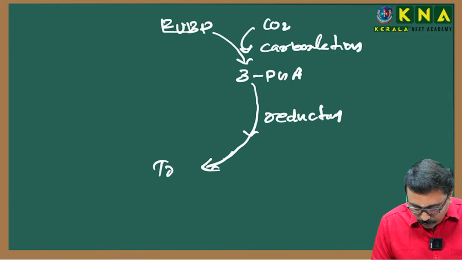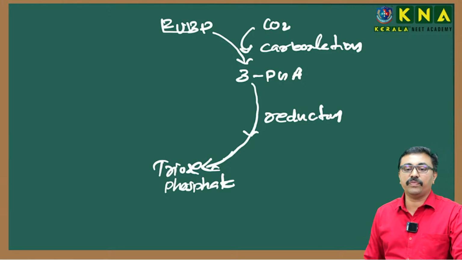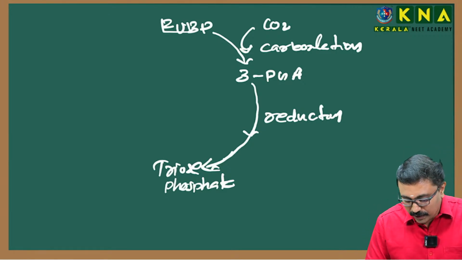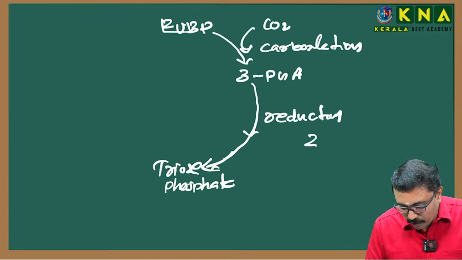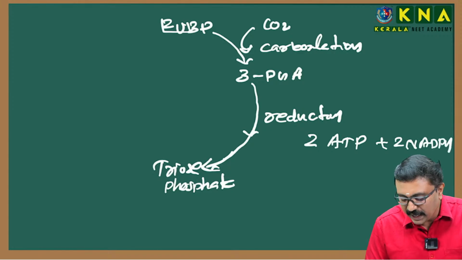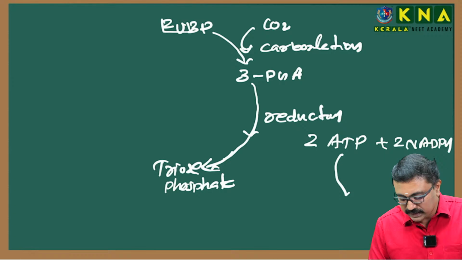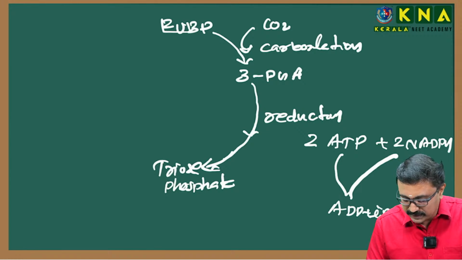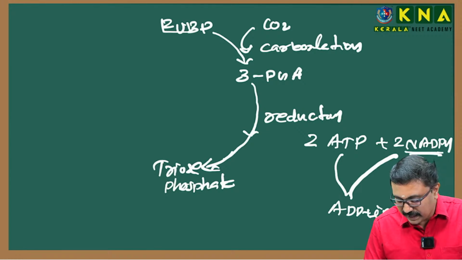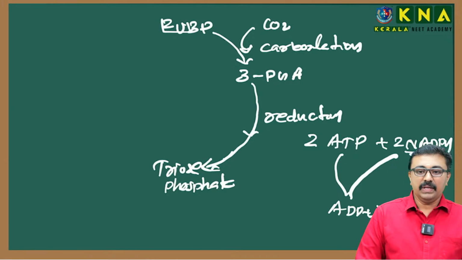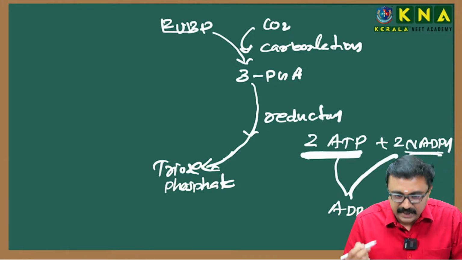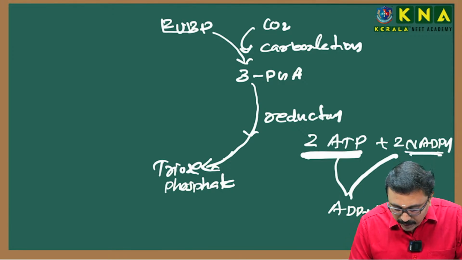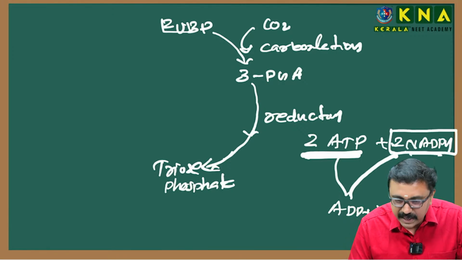Reduction resulting in the formation of triose phosphate. During this process, 2 molecules of ATP and 2 molecules of NADPH are utilized. As a result, ATP is converted into ADP plus inorganic phosphate, and NADPH is converted into NADP. So how many molecules of ATP are utilized in the reduction? 2 molecules of ATP and 2 molecules of NADPH.